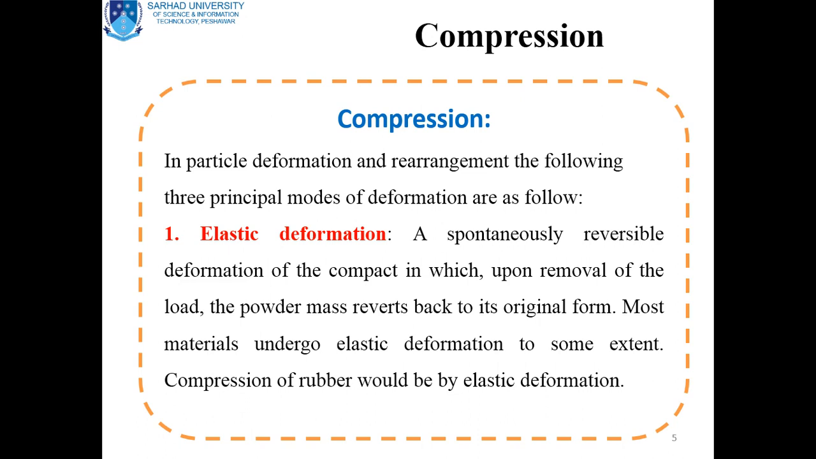Compression of rubber would be by elastic deformation. That is one example of elastic deformation: when we remove the load or the force, the material or the powder mass reverts back to its original position. For example, if we apply force on rubber, then due to its elastic nature, after the removal of the force or load, the rubber reverts back to its original form.